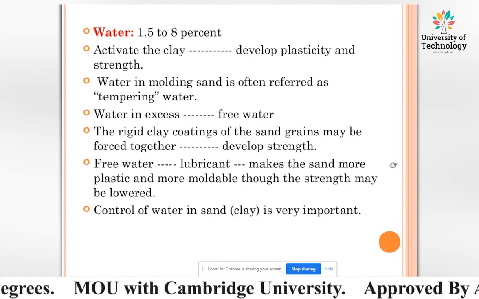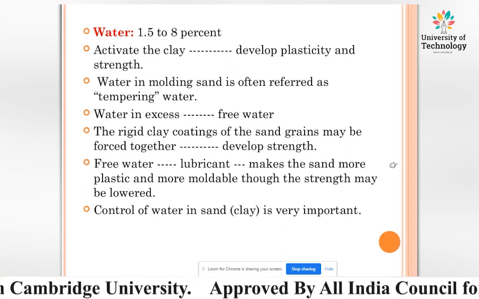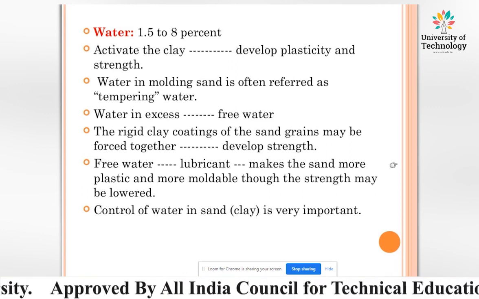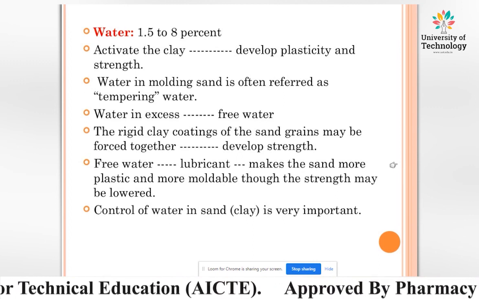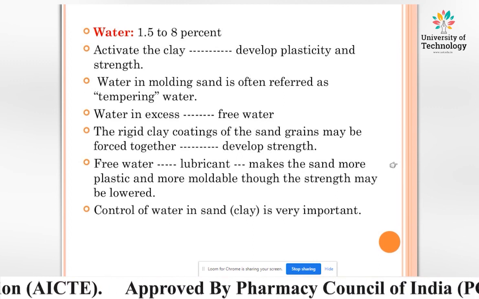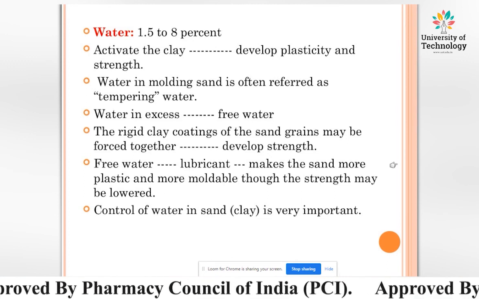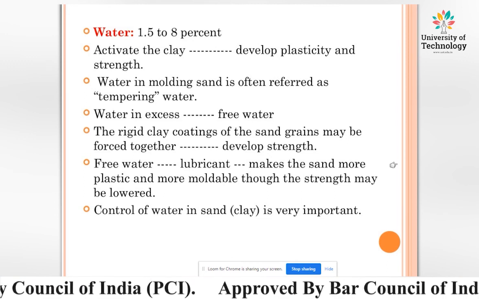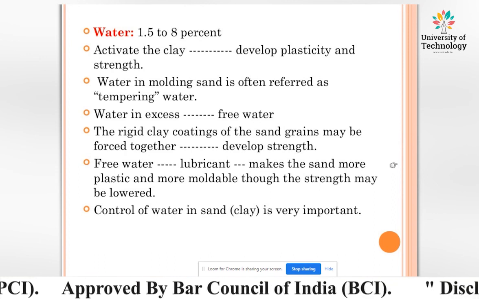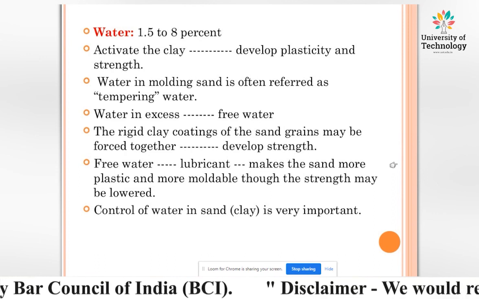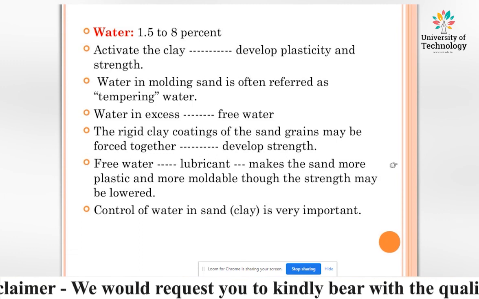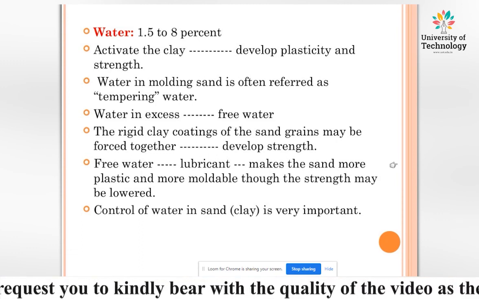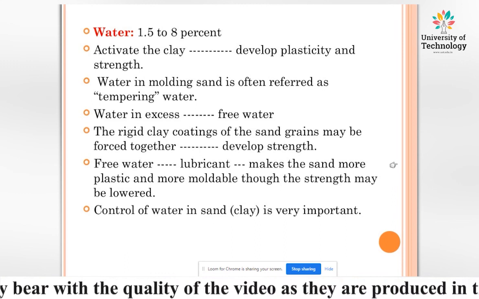If water is excessive, the rigid clay coatings of the sand grains may be forced together, which develops strength. The water acts as a lubricant, makes the sand more fluid and more moldable, but the strength is lower. Control of water in sand is very important for a molder.